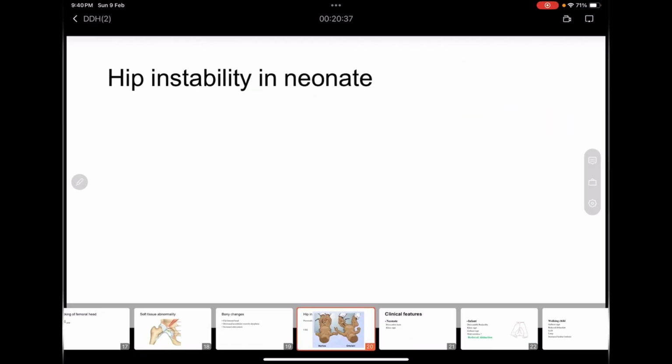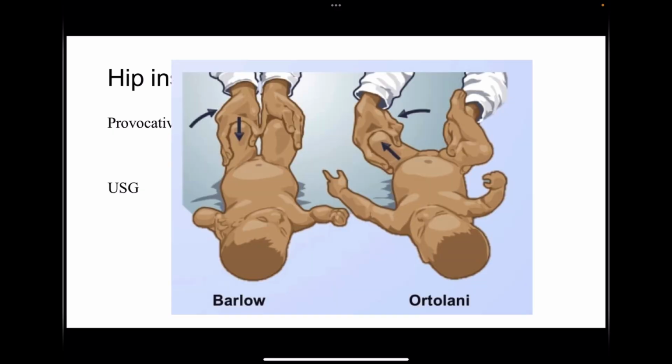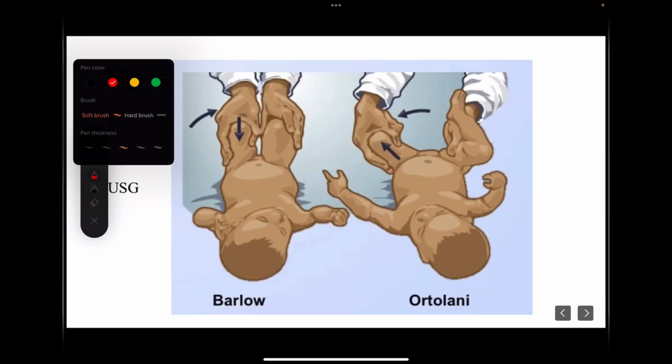Coming to hip instability in a neonate. Supposing a child is born in a nursery and you as an orthopedician receive a call that a child is born and we are suspecting that something is abnormal with the hip. Likely the hip is unstable. So what all should we examine in that child? We have to do 2 provocative tests. These are Ortolani and Barlow. We have all read about these tests.